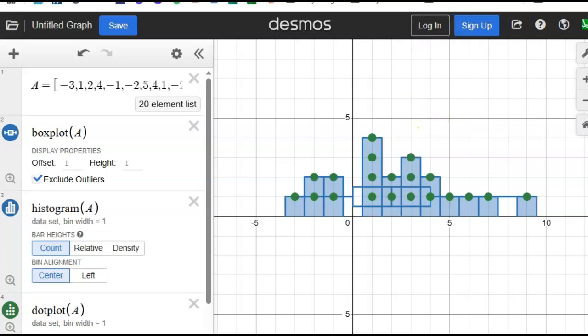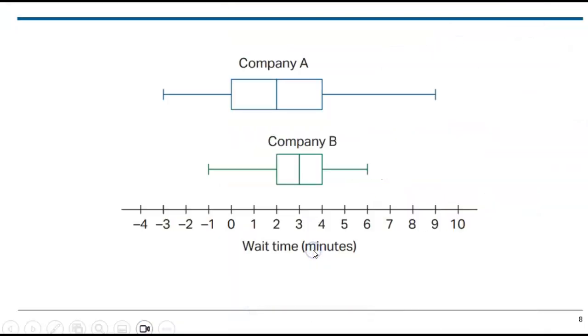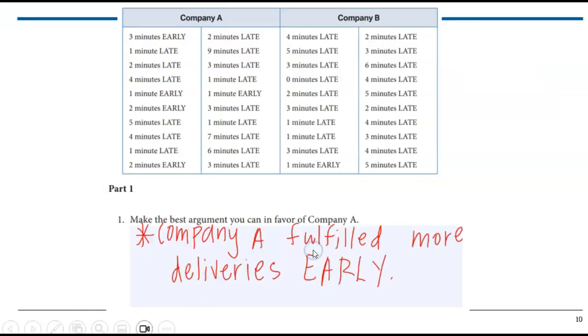So let's write that down on our notes. Finally, on the goldenrod. So company A fulfilled more deliveries early. And you could see that on the table, right? They have way more entries that are early than late. Yes? Okay. Good.